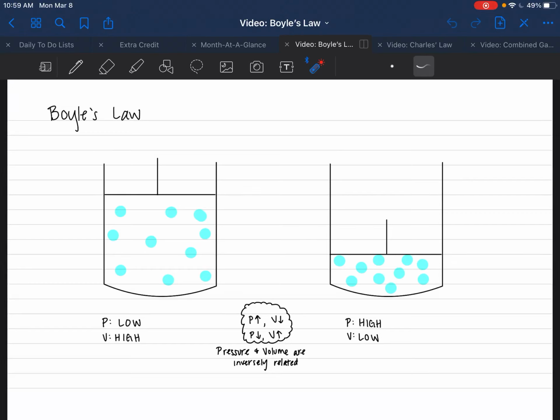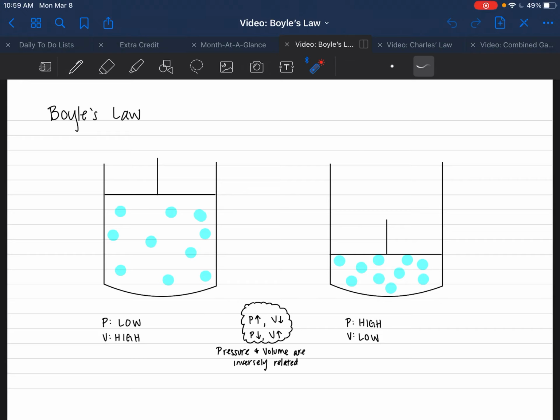Today we are going to be talking about a few different types of gas laws, and we'll be starting right now with something called Boyle's law. For Boyle's law, I went ahead and put a diagram here to show these gases, which I represented by these little blue dots, in two different containers, and we're going to discuss what those mean.